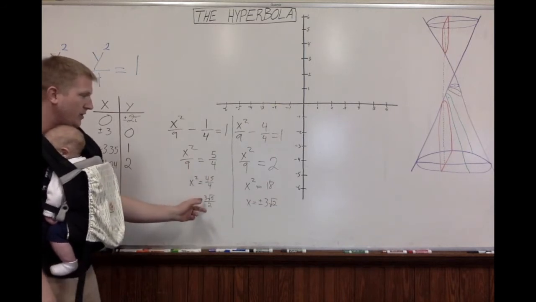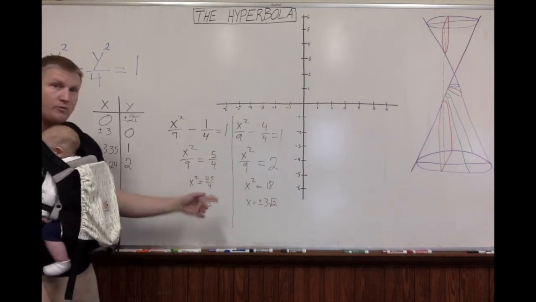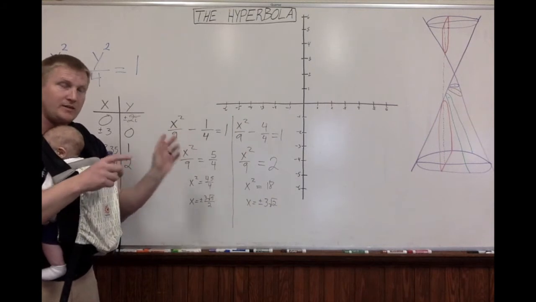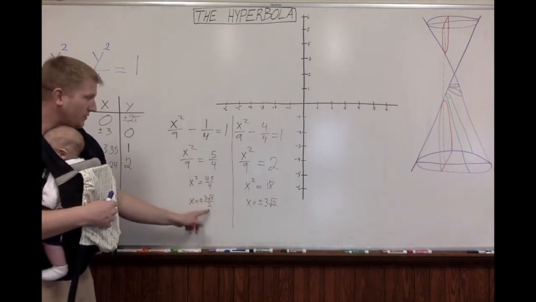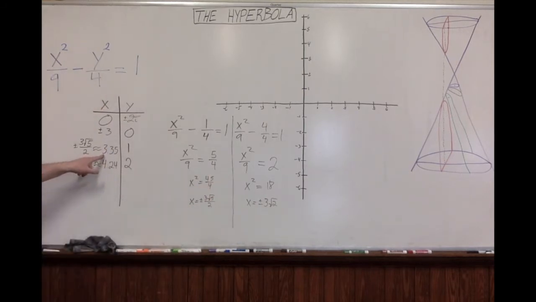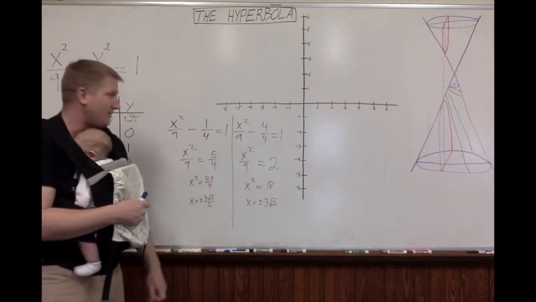Square root both sides. The square root of 45 is 3 root 5, because 9 times 5 is 45. So separate out that 9 to get us, the square root of 9 is 3. So 3 times the square root of 5 over 2. The square root of 4 is 2. Which is approximately equal to 3.35. So that's just a little bit more than 3 1/3 for when we're graphing.